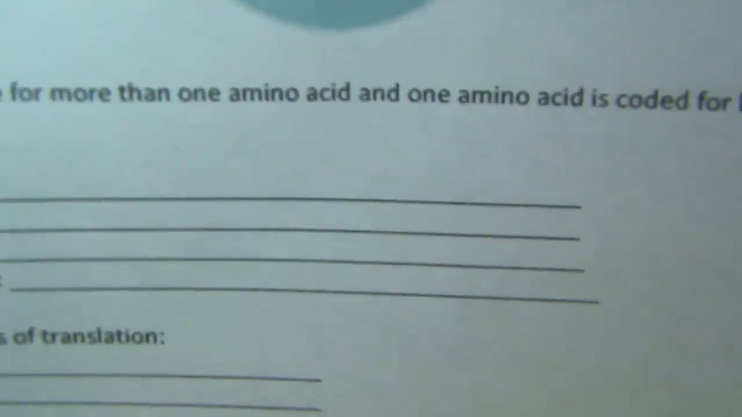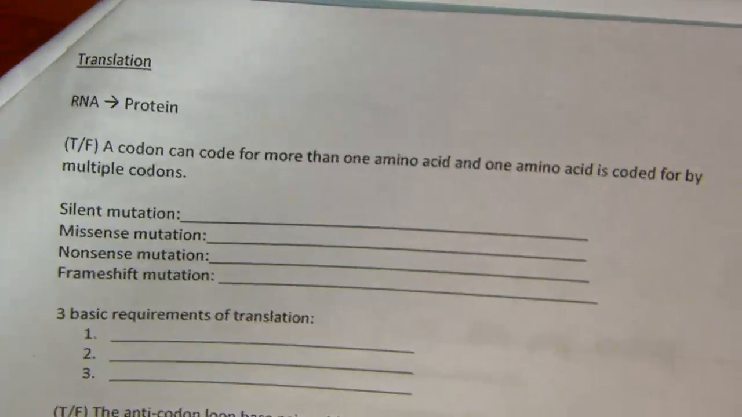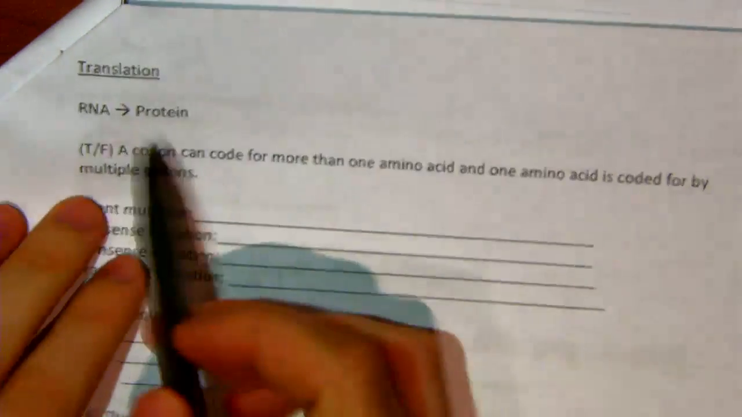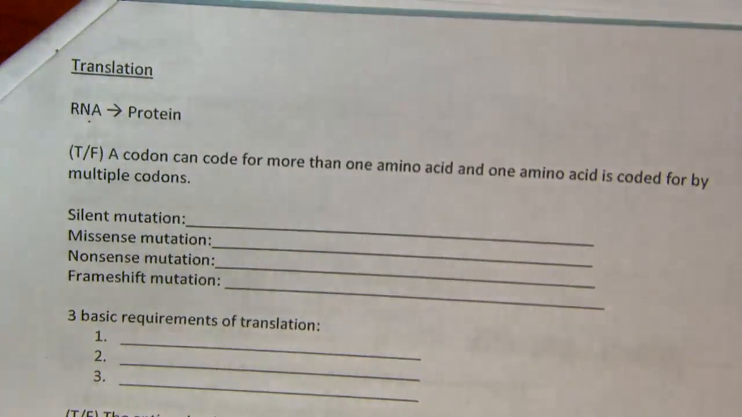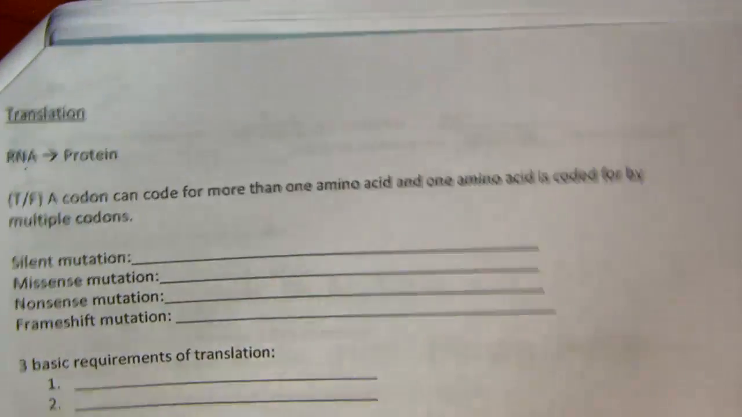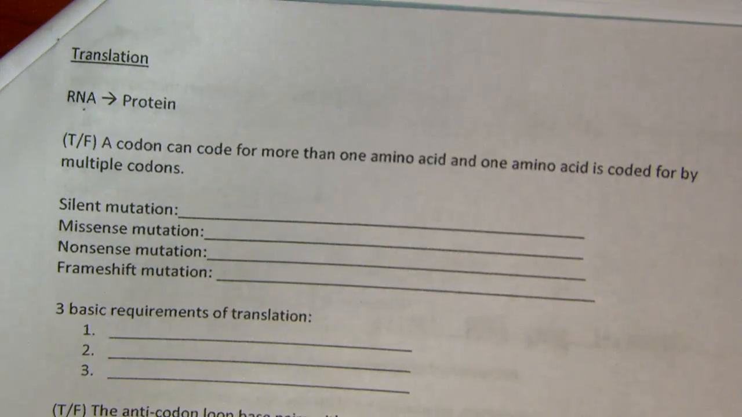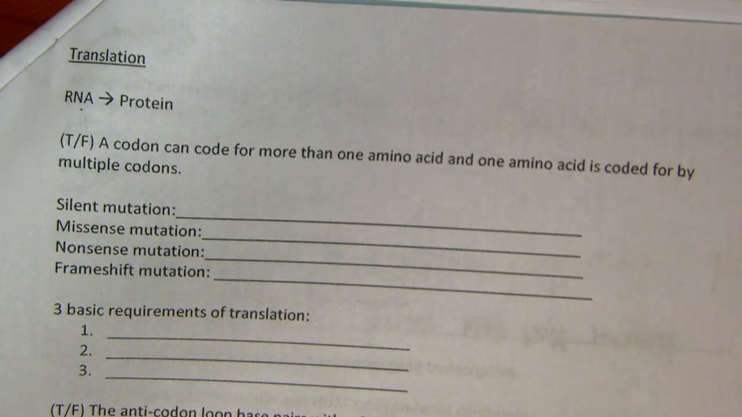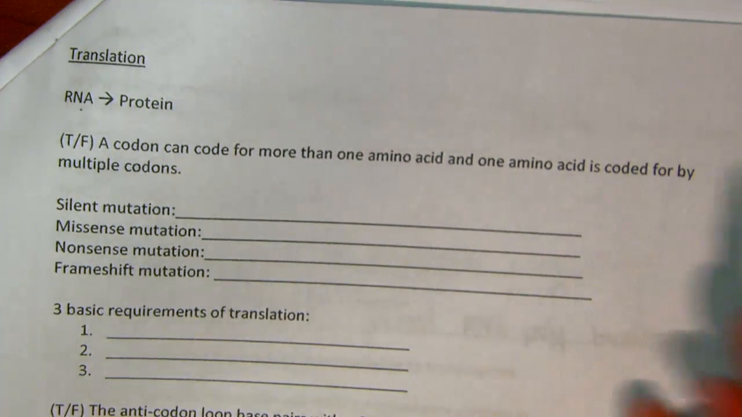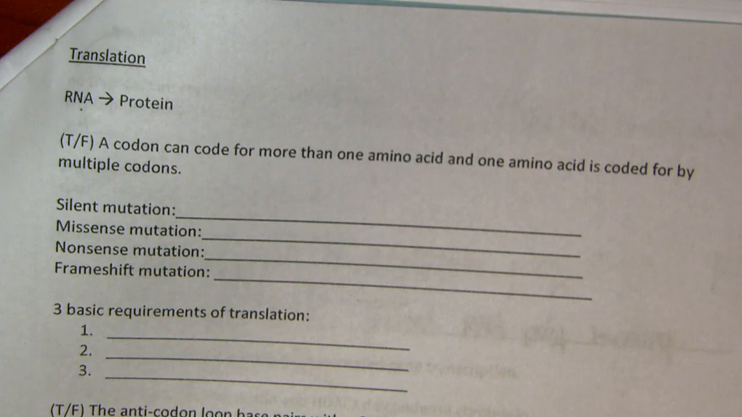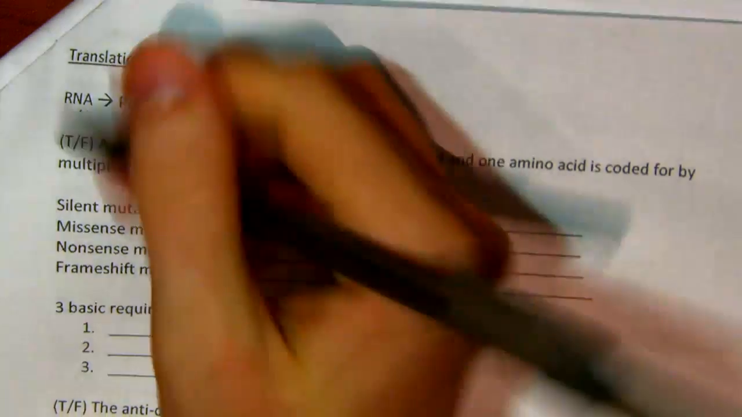Translation, yep, that's not too long, I can get through that. So translation is the process of going from RNA to protein. And starting off, true, false. A codon can code for more than one amino acid, and one amino acid is coded for by multiple codons. Okay, that is a false statement.